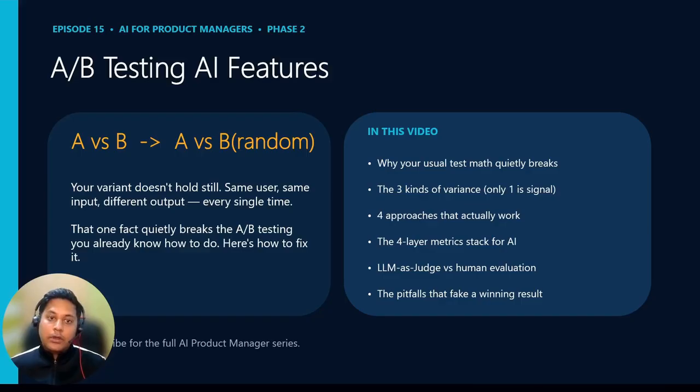So here is what we are going to cover. First, precisely why this breaks the math. Then the three types of variance, because only one of them is the thing you are trying to measure. Then four approaches that actually work, and I'll tell you which to pick based on your traffic. Then how to measure AI quality properly using LLMs as judge, and finally the pitfalls that will hand you a fake winner. This one is a bit more technical than usual, but no math degrees required, I promise.